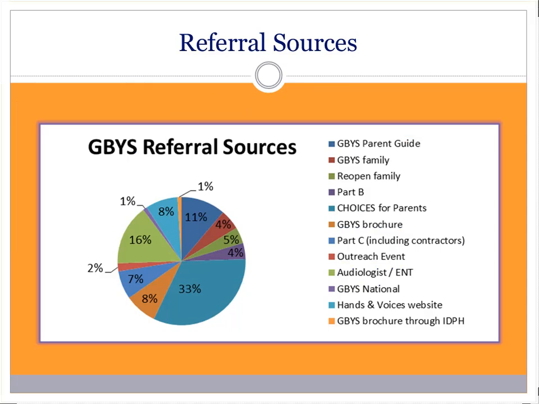You might be wondering, where do you receive your referrals from? As you can see by this graph here, there are a wide variety of places that we receive our referrals from, whether they're Guide By Your Side guides, families that have used our program referring other families, families coming back to our program, Part B being schools, Choices for Parents, our brochures, Part C being early intervention and those that work within early intervention, outreach, audiologists and clinics, our Guide By Your Side national program, our website, and our brochure that is sent out by public health after a family has a diagnosis of hearing loss.